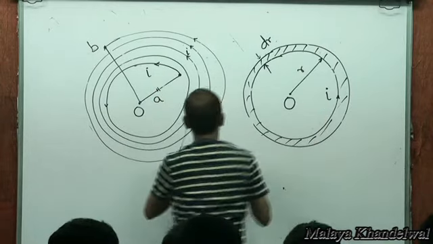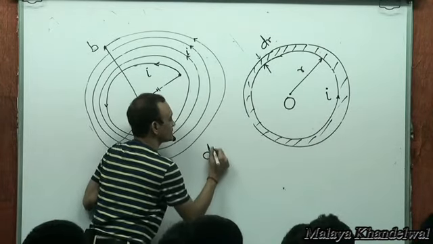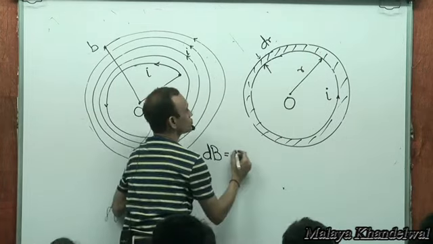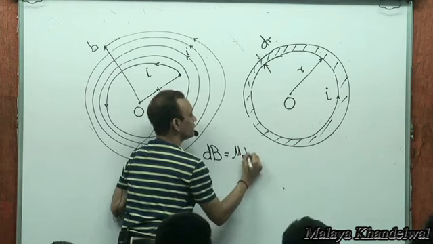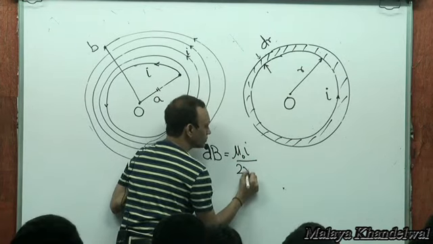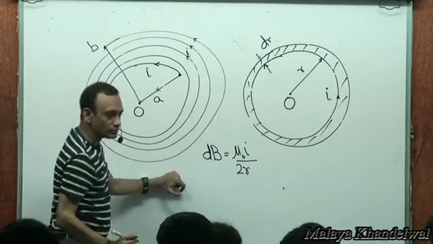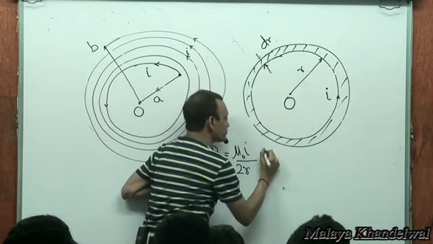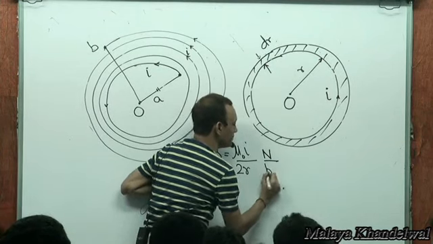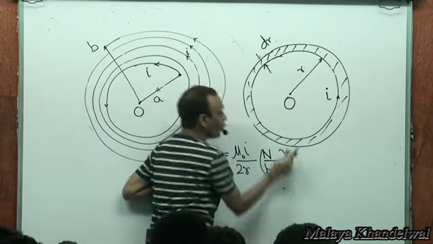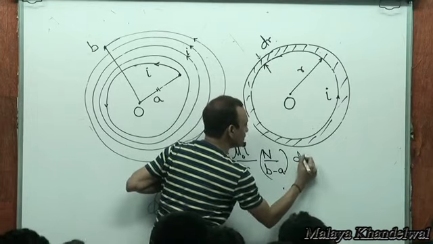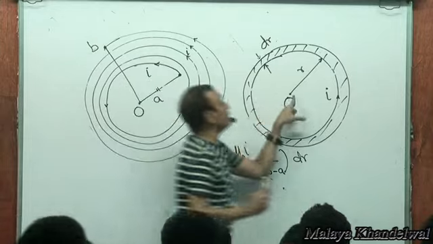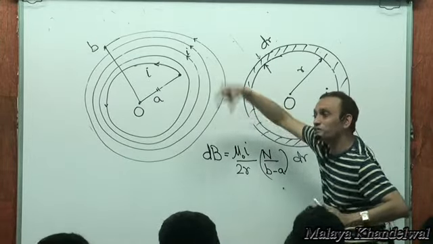The magnetic field at O produced by this thickness dr coming out of the plane of the board is going to be mu naught I by 2r, into number of turns over this dr. Number of turns per unit radial distance is n by b minus a. Therefore, over this dr, the number of turns would be this much. Right? So that's going to be the magnetic field at O produced by this dr of the spiral.